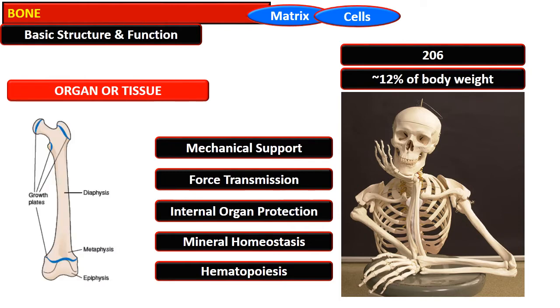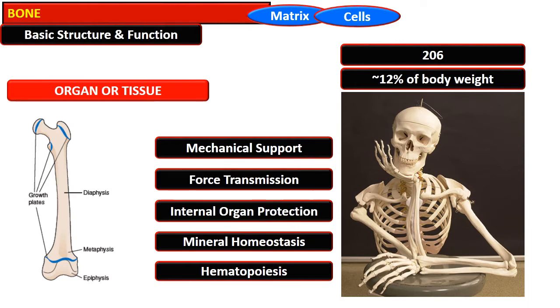In this picture you can see that the shaft of the bone is termed as diaphysis, while these blue areas are termed as physis or growth plate. The area that attaches this growth plate to the diaphysis or shaft is termed as metaphysis, while the ends of the long bones are termed as epiphysis.